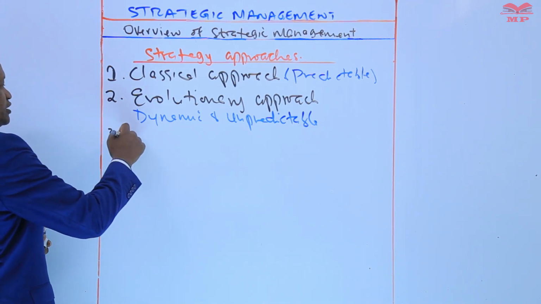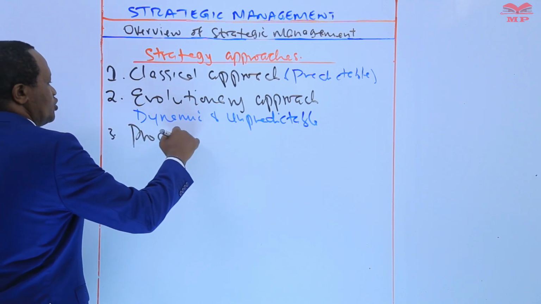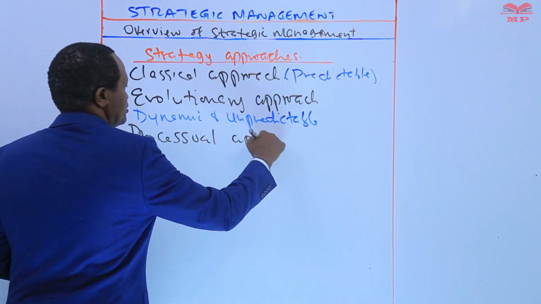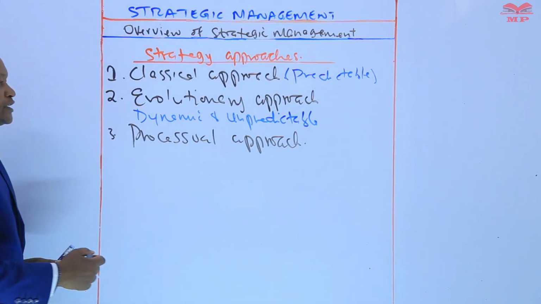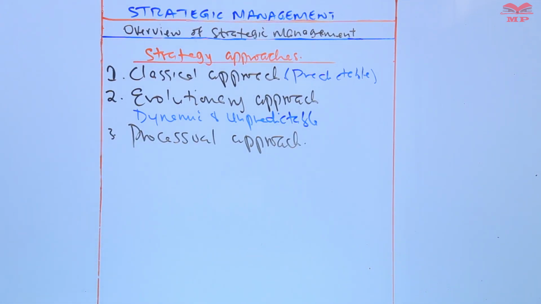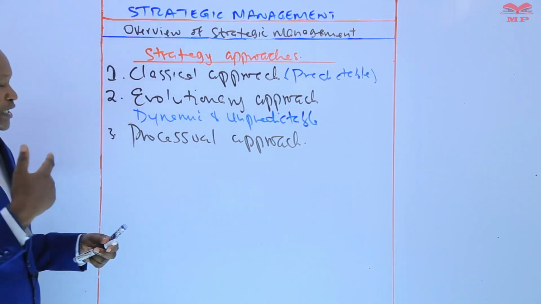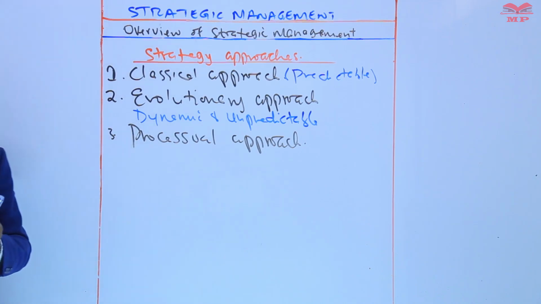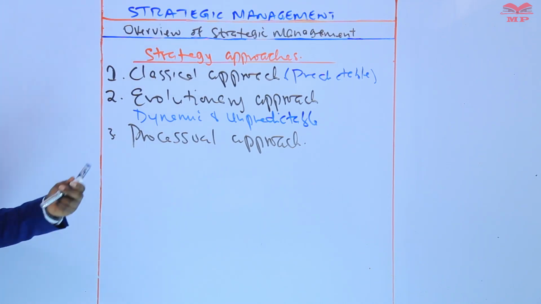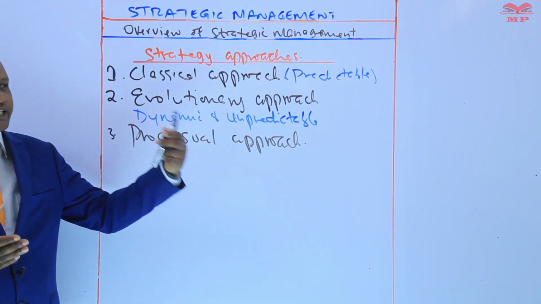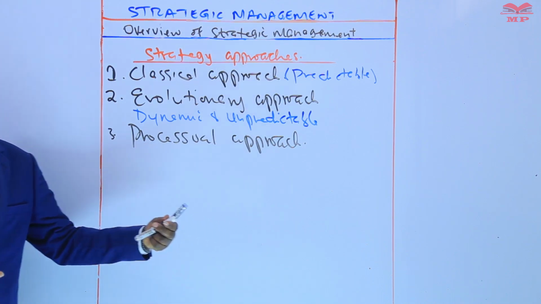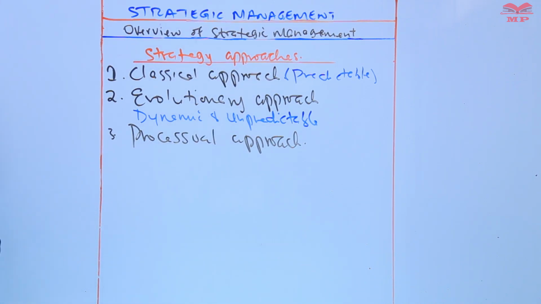Three is the processual approach. Processual approach focuses on organizational processes and routines that shape strategy. It recognizes that strategy is not solely the result of deliberate planning, but it emerges from interactions and decisions made within the organization.